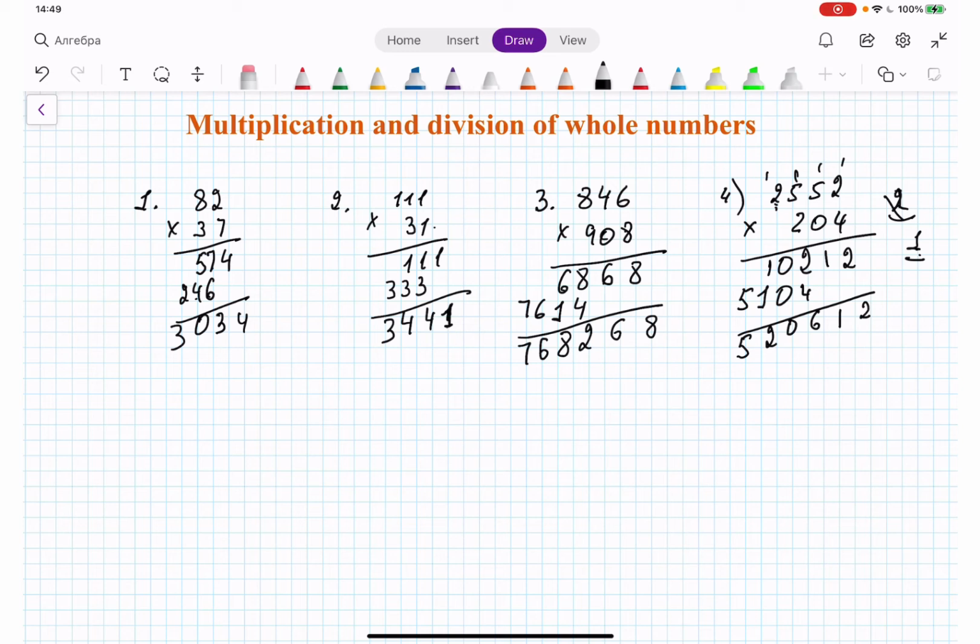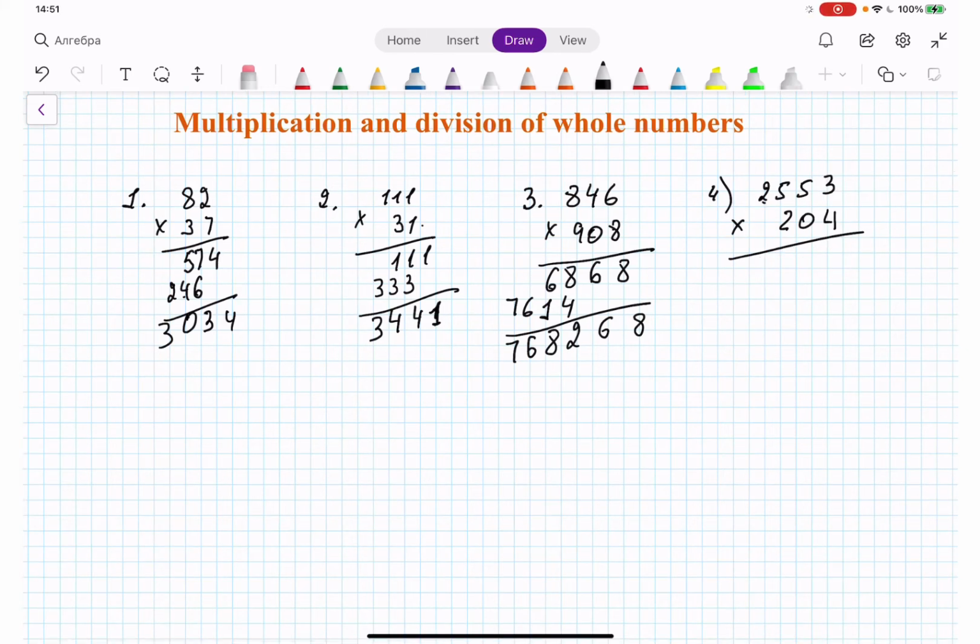It looks like I missed something there. Let me see. Let me start from the beginning. 4 times 2, 12, 1 in mind. 4 times 5, 20, and 1, it's going to be 21. So it's going to be 21.